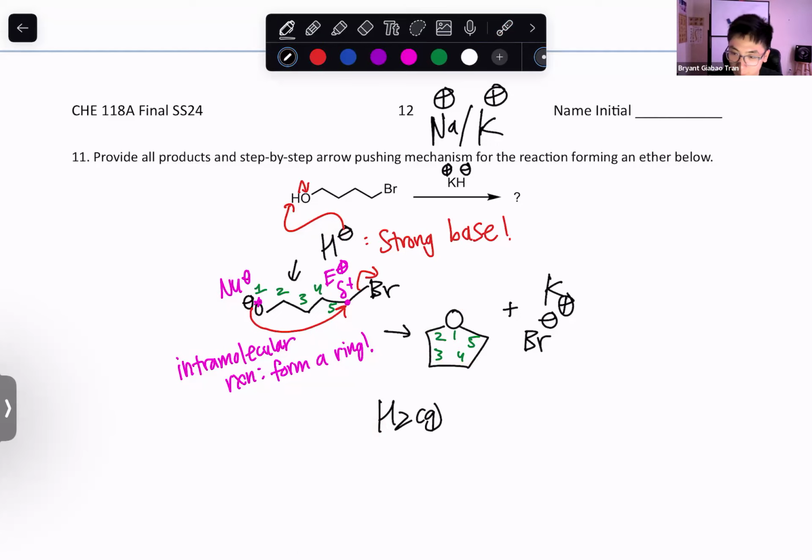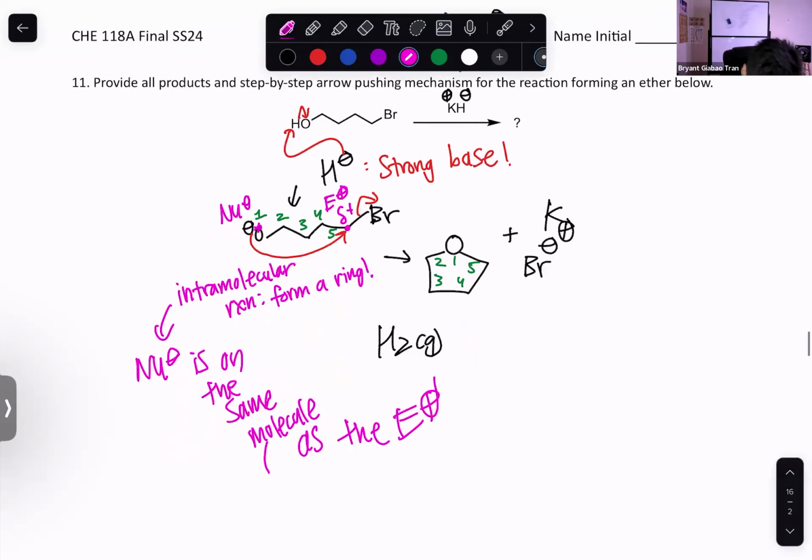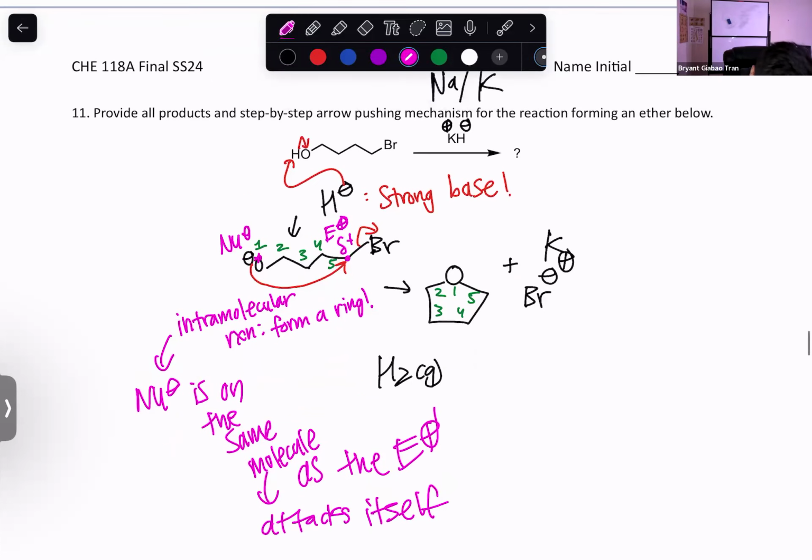You know when an intramolecular reaction will happen if the nucleophile is on the same molecule as the electrophile. So you could think of it as the molecule attacking itself. Molecule attacks itself, and when it attacks itself, it always forms a ring. We see this nucleophile here attacks itself, like this whole molecule is attacking itself, forming a ring. Did that make sense? How do you find the electrophile?